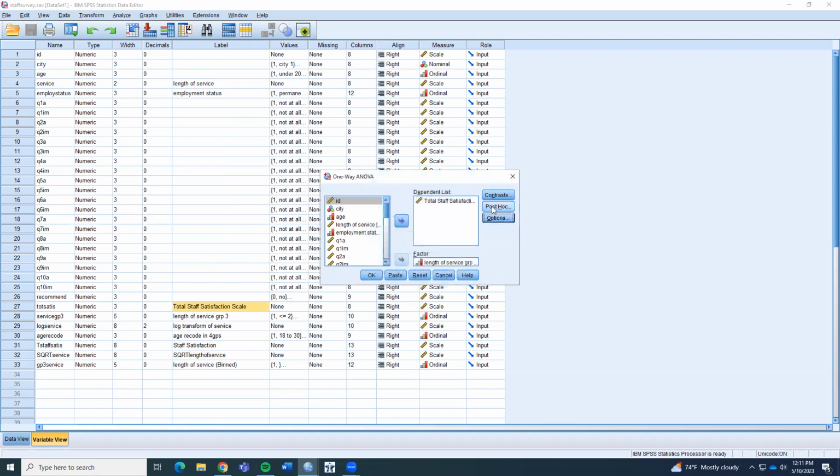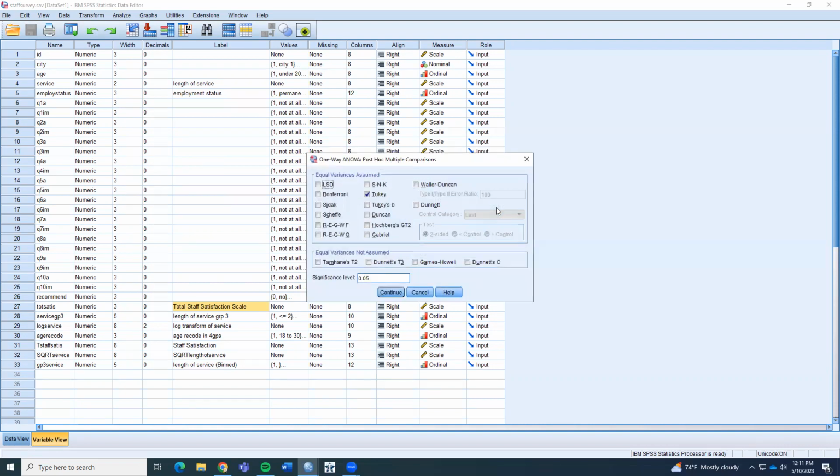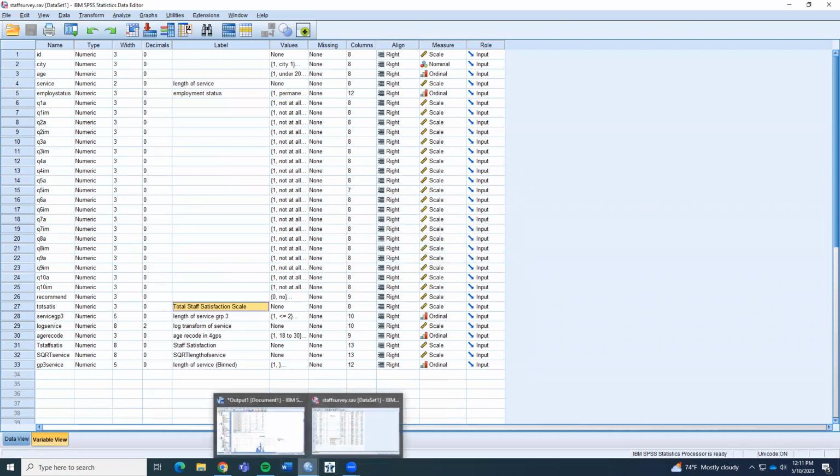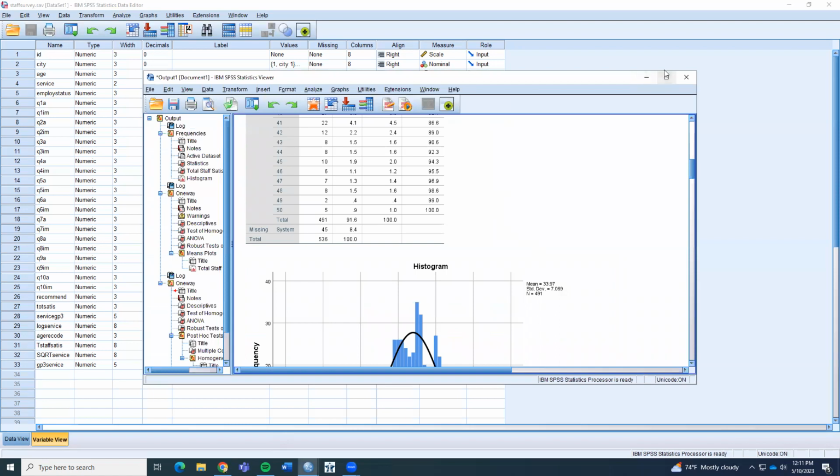So let's move on. We also are going to go ahead and run the post-hoc. We may need it. So let's just go ahead and run it. And so we're going to go ahead and select post-hoc. And from here, we just select Tukey. And then we continue on. And then we're back at our main box again, and we are going to click OK. All right, and I'm going to go ahead and exit out of this and pull back up my output box.